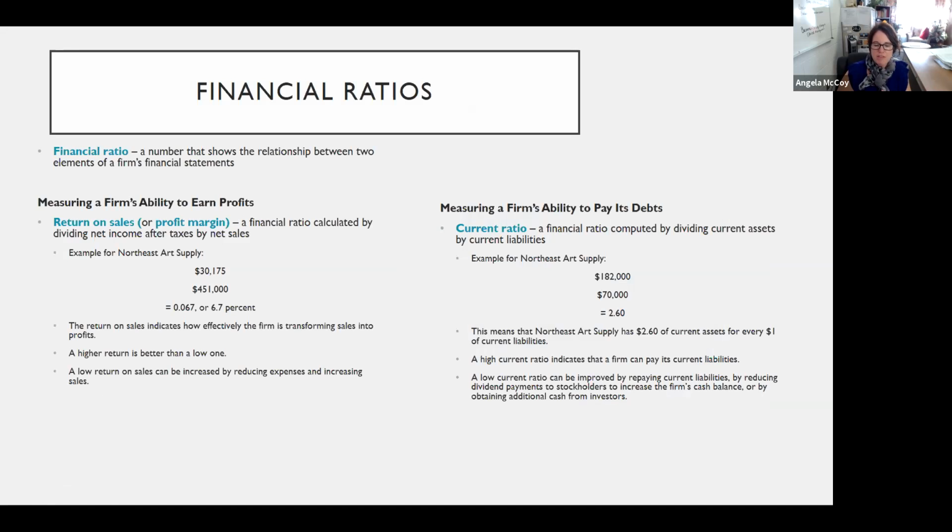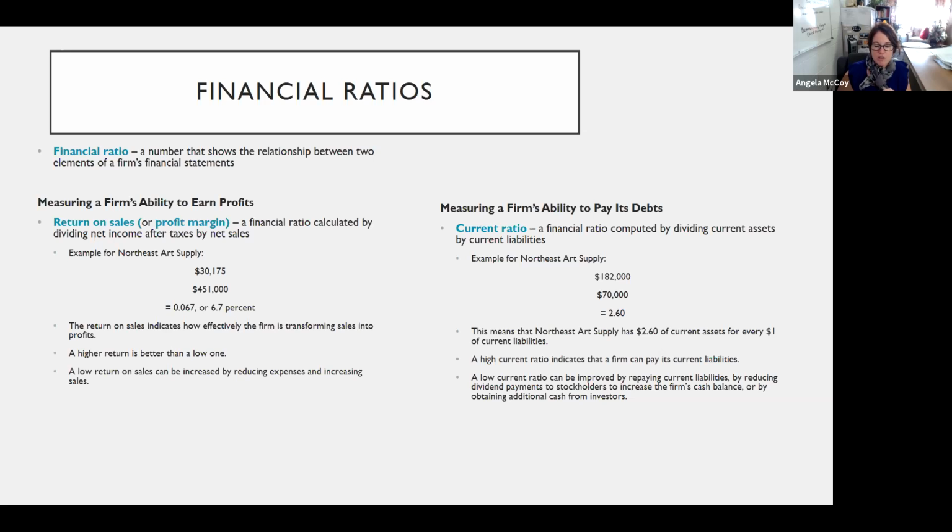So, measuring a firm's ability to earn profits. A firm's net income after taxes indicates whether the firm is profitable. It does not, however, indicate how effectively the firm's resources are being used. For this purpose, a return on sales ratio can be computed.